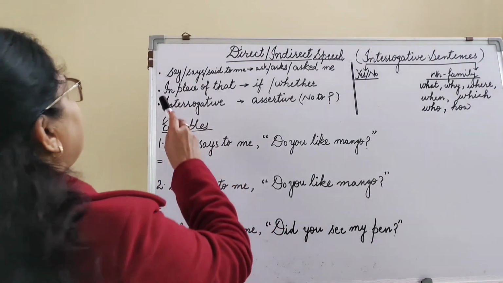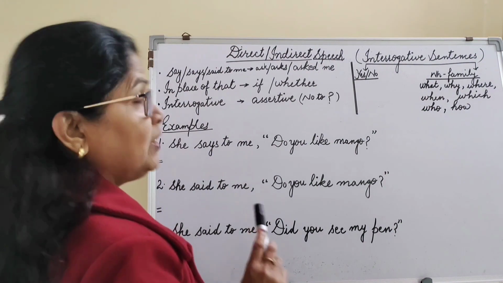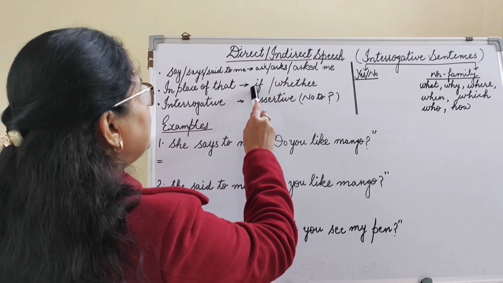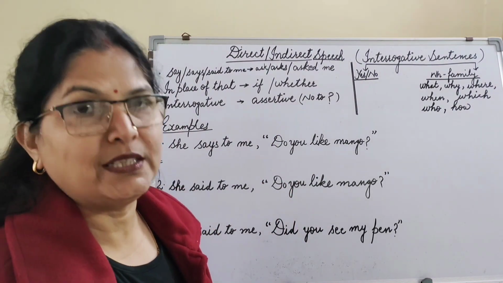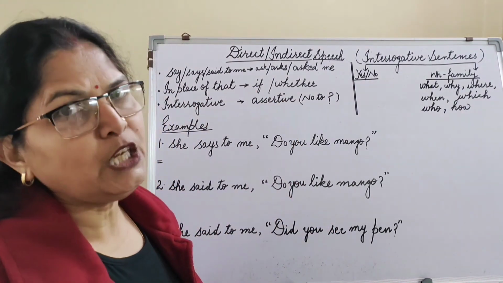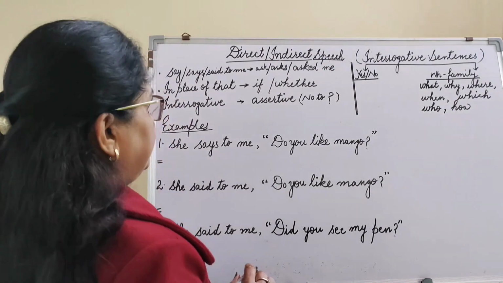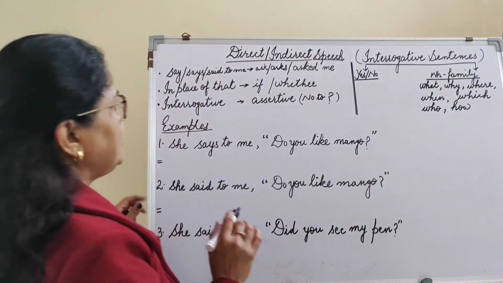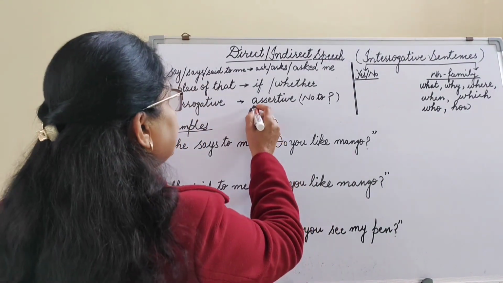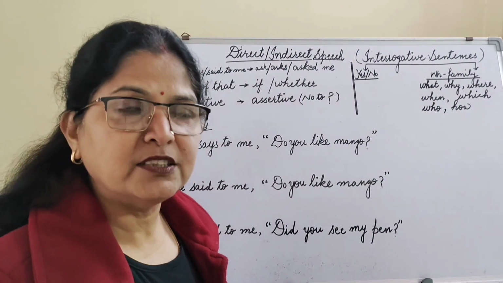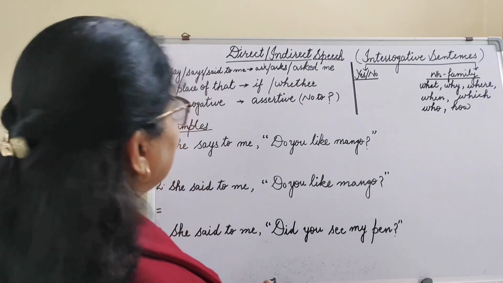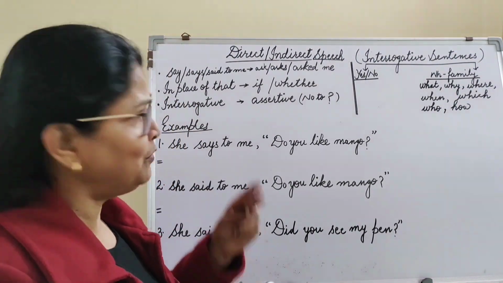Second thing you have to understand, in place of that, what happens? We don't use that in this condition. What do? Either we use if or we use whether. If or whether. Out of these 2 words, if or whether, you can use any one. And second thing, as here you see interrogative mark is there, but we need to say no to interrogative mark because we have to change it into assertive sentence. Assertive means declarative sentence, affirmative sentence. Okay, so how many things you have to keep in mind? Please, one by one you will learn all 3.